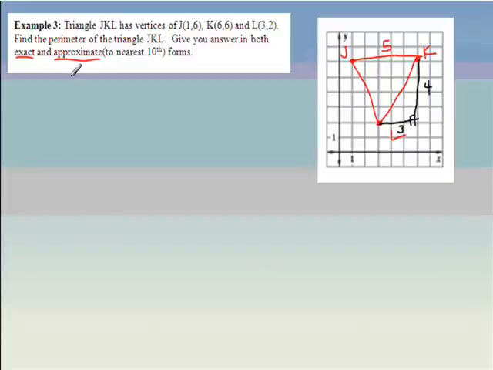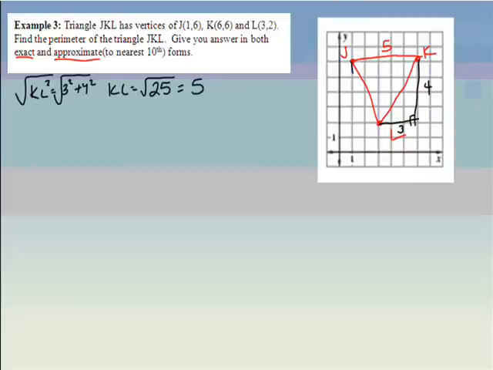So for KL, I can simply do KL squared equals 3 squared plus 4 squared. And then I have to take the square root of that. All right, so basically KL equals the square root of 9 plus 16, which is 25. So KL equals 5. Good news.